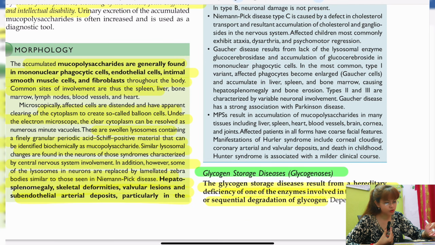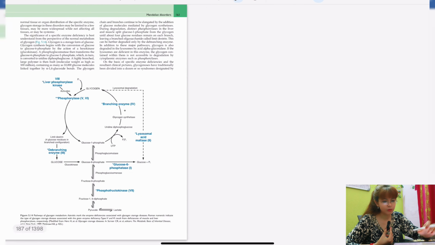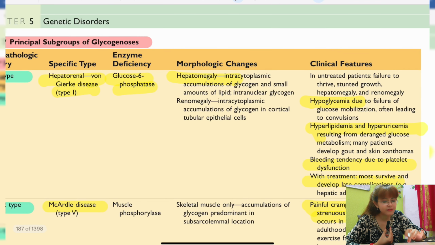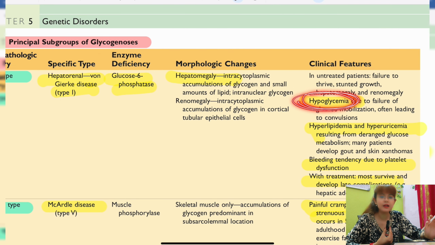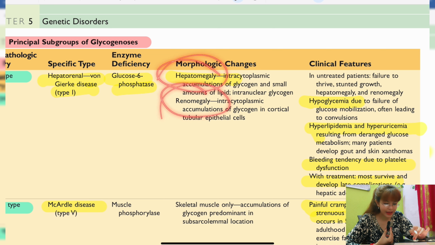Now coming to the glycogen storage diseases, obviously you're going to read the pathways in biochemistry. This is a combined pathway, but what's important to remember here is this particular chart, in which they have segregated subgroups of these glycogenoses: some affect the liver, some affect the muscle, and some affect either. The hepatic type is type 1, which is the most important, because of deficiency of glucose-6-phosphatase. If the liver is affected, there's going to be hypoglycemia, very important, hyperlipidemia, hyperuricemia, and bleeding tendency due to platelet dysfunction. There's hepatomegaly and renomegaly over here.